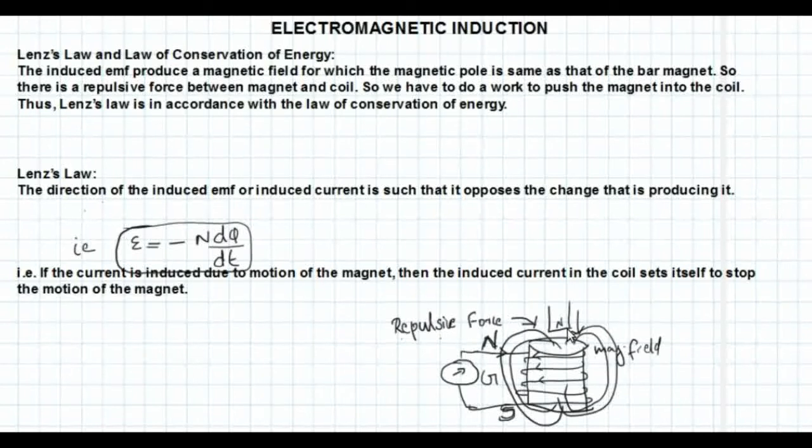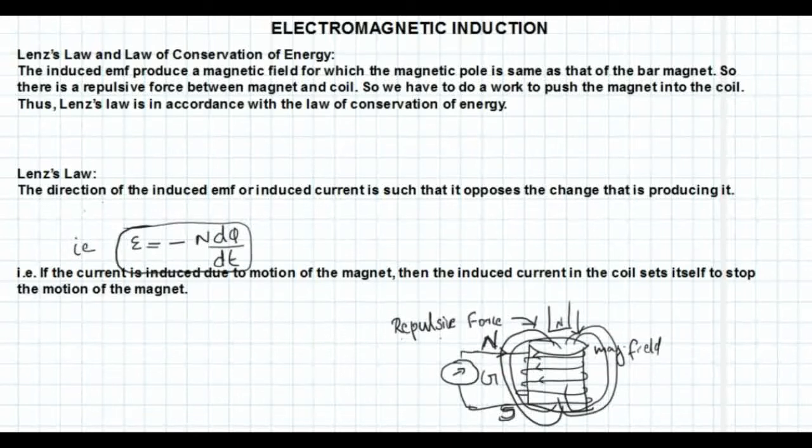So here you can see there should be a repulsive force between the coil and the magnet, and we have to do work to push the magnet into the coil because there is a repulsive force. We are pushing the bar magnet into the coil, which simply means there is an external work done, right? There is an external work done, and thus Lenz's law is in accordance with the law of conservation of energy.